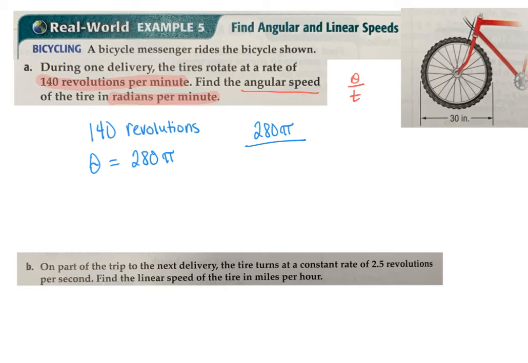That is per how long? How long did it take me to go 280 pi radians? 140 revolutions per what? Minute. So per 1 minute. So my answer here for my angular speed is going to be 280 pi, and typically they put it in decimal form. So when you put that in decimal form and just multiply, you get 879.6 radians per minute.